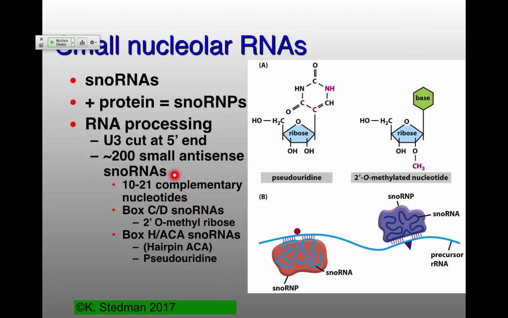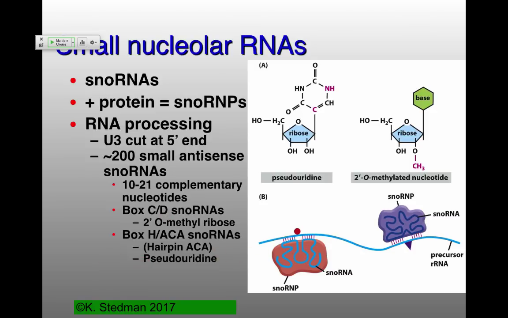Two major families of these are ridiculously named. The box C/D snoRNAs, and that's because they have these RNA sequences, not the ones which are binding to the ribosomal RNA, but those that bind to the protein, which are very well conserved. Those are the C/D boxes. And then this one's just a little bit easier to remember, the hairpin ACA snoRNAs, hairpin because it forms a hairpin structure. And give you one guess what the sequence is right next to that hairpin. ACA, great. And this one's important for pseudouridine incorporation.